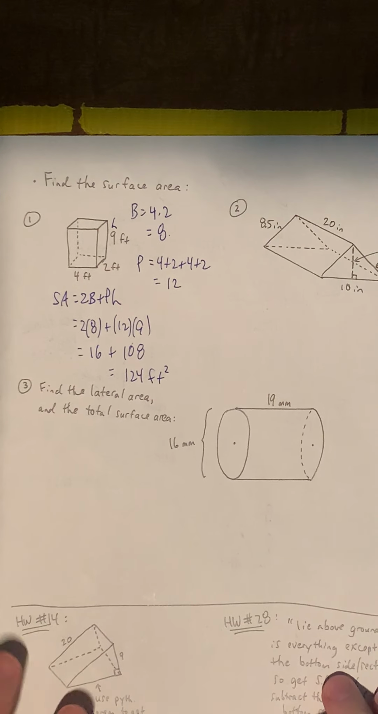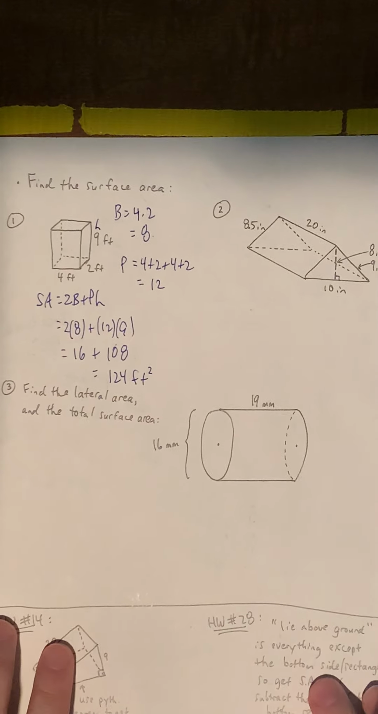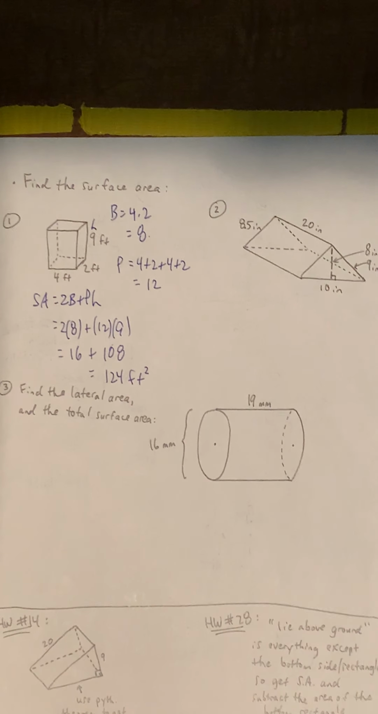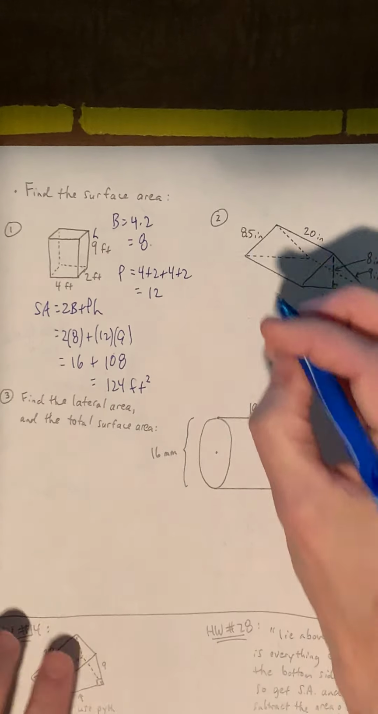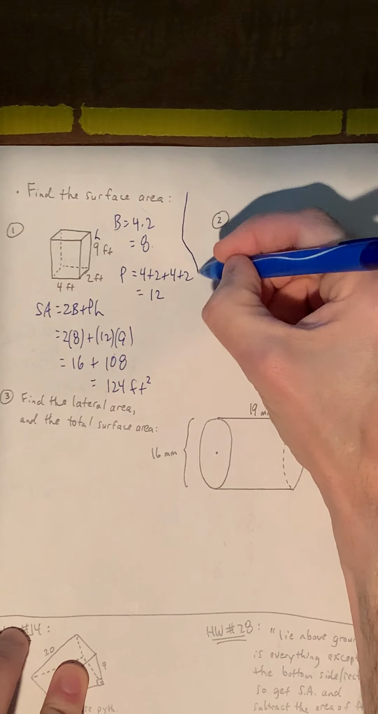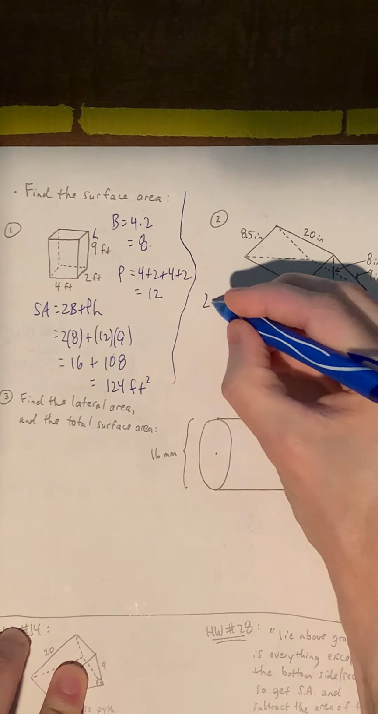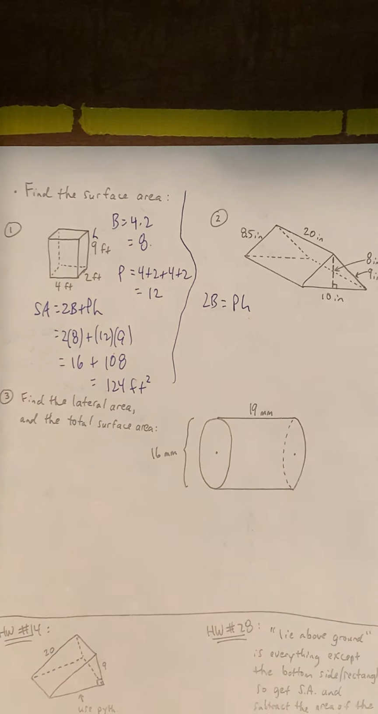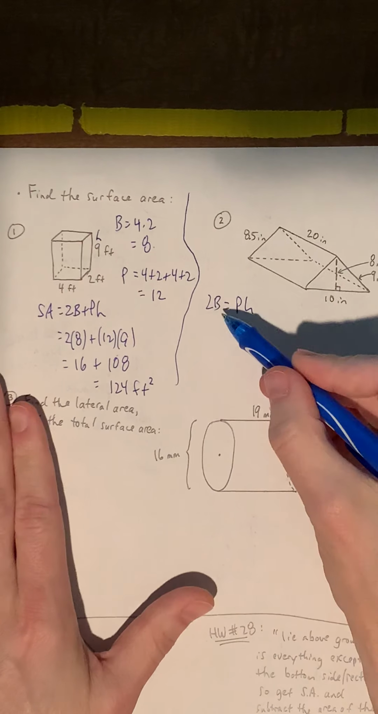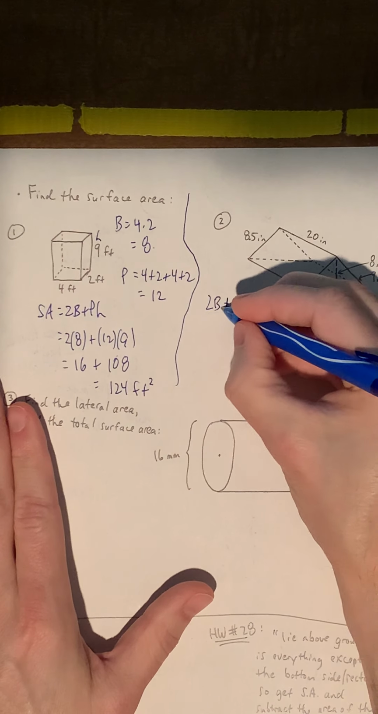All right, so for number 2, here we have a triangular prism. So we're going to pretty much do what we did in number 1, except we just have a different shape. So let's go ahead and write down our generic formula, 2B plus PH. All right, we've got to get capital B. Oop, that should be a plus sign. Sorry about that.